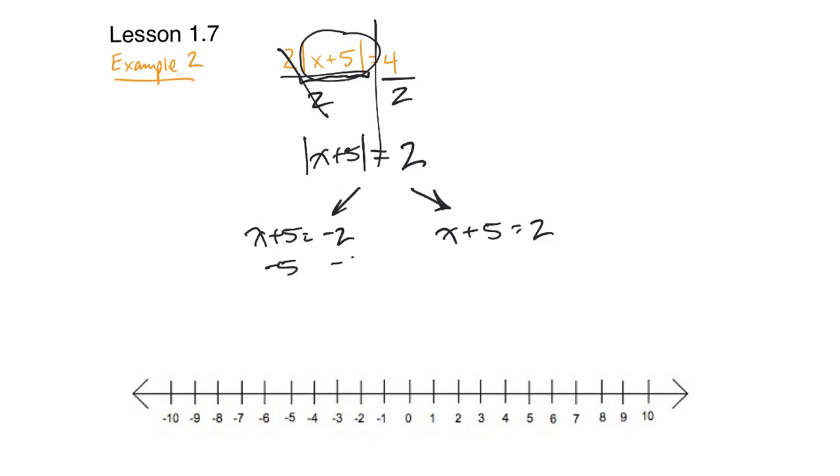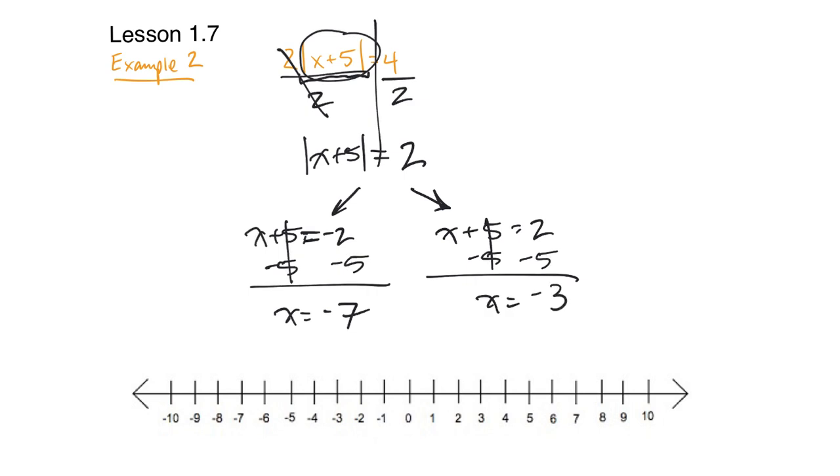And I solve. Subtract 5 from both sides. I get x equals negative 7 and x equals negative 3. So I have 2 solutions: negative 3 and negative 7.